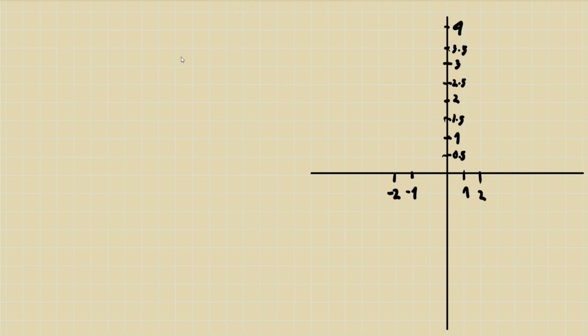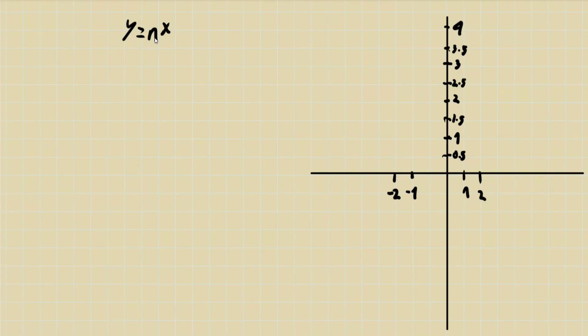In the previous video, I showed you how to graph power functions. Today I'm going to be showing you how to graph exponential functions. So, what is an exponential function? It's simply n to the power of x.